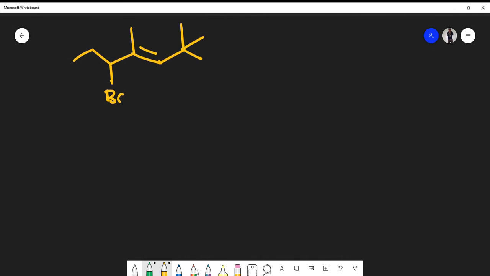Well, how would we name it? The first thing I'm going to do is number the carbon chain. Now, I'm going to start from here. Let me use a different color. So this would be carbon 1, 2, 3, 4, 5, 6, 7. So we know that this is heptene, in other words, 3-heptene. That is the parent chain. So we locate the parent, which is heptene, and the double bond starts at carbon 3.